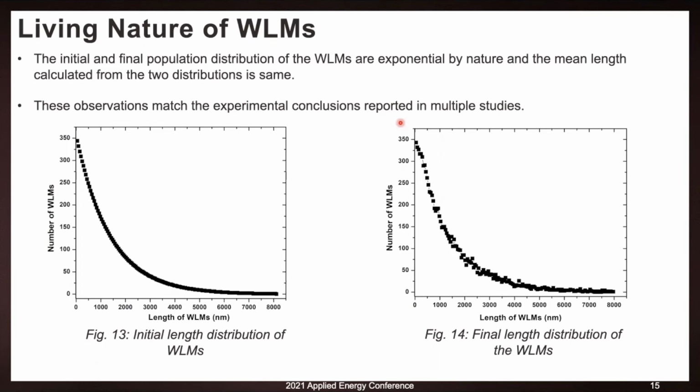To check how effectively the living nature of WLMs is modeled in the proposed framework, the population distributions are observed before and after the stress relaxation simulations. For an ensemble of WLMs with a mean length of 1200 nanometers, the WLM length distribution is found to stay preserved at the end of the relaxation process. Furthermore, the mean length of the ensemble also remains the same. This is in great agreement with experimental results, which highlight that the mean length and the length distribution of WLMs stay the same throughout the relaxation process. Thus, this shows that the living nature of WLMs has been captured in an accurate fashion, and the model can be used for further analysis.